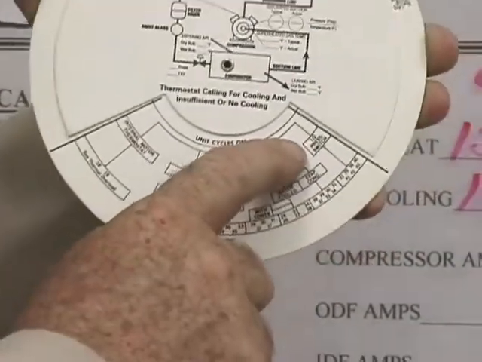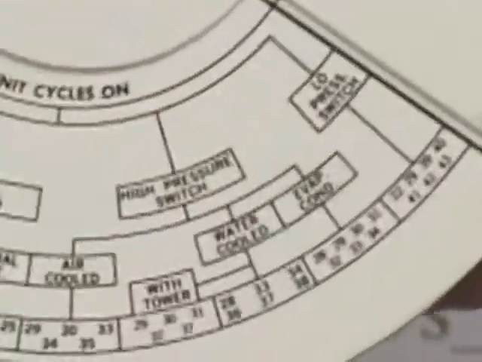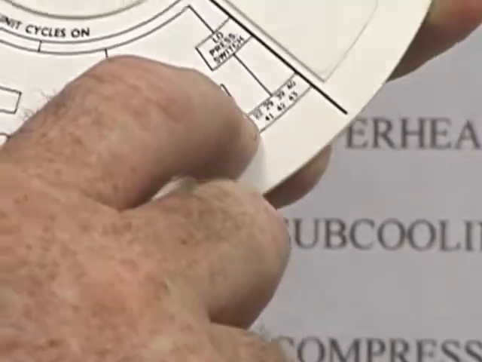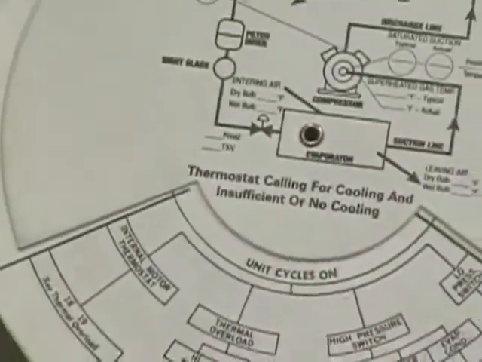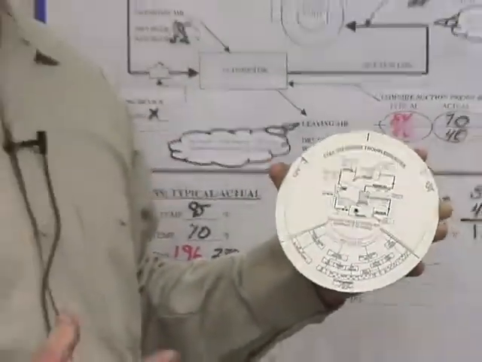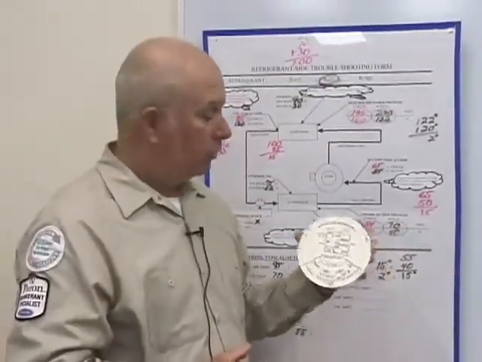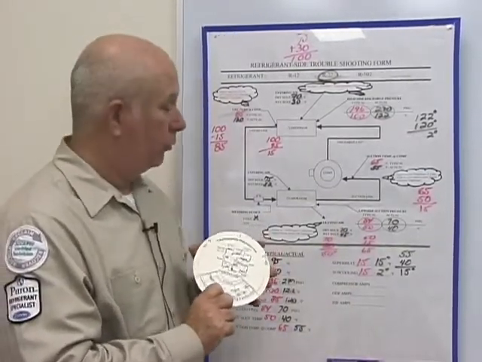Low pressure switch, let's say your low pressure switch cuts out after a few minutes running the unit. Then you just turn it to 22 or any one of these numbers down here, and it'll show you what the possibility of that causing that problem is. So it's a very handy card. Be sure that you have this, you buy it at the bookstore, and it's very useful.